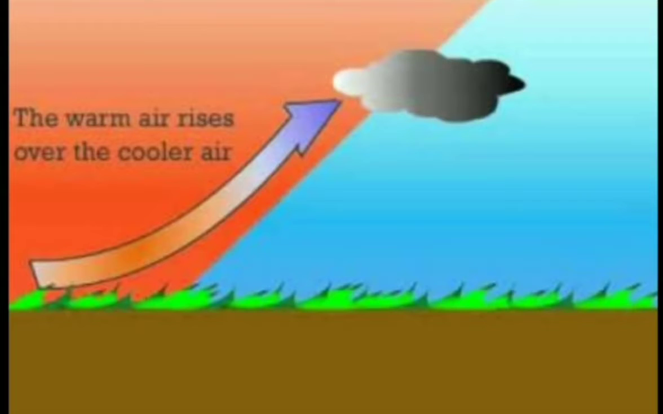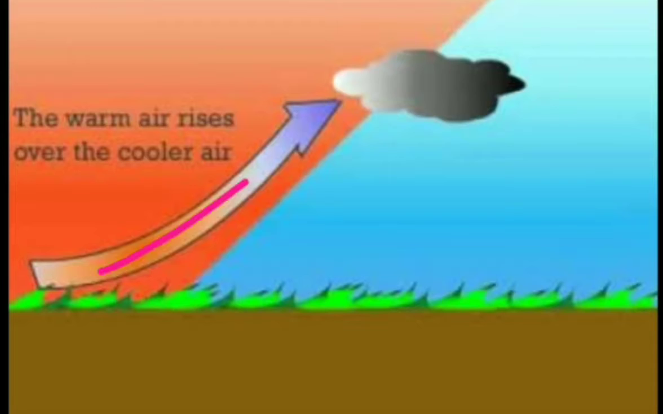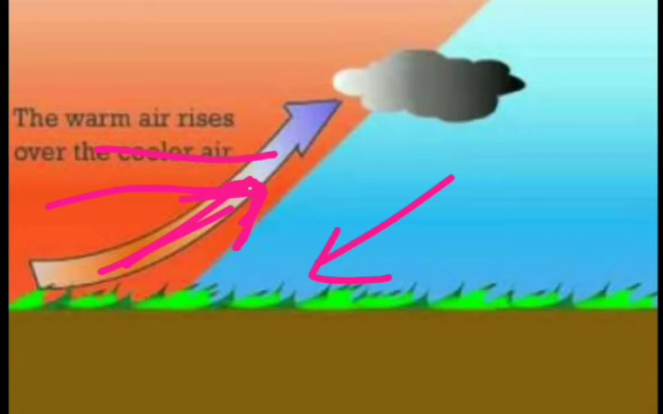In the frontal rainfall, you can see this red color, that's the warm air. This is showing you the warm, this is hot, and the other blue color is showing you the cold. So we know that the warm air is much lighter in weight and the cold air is much heavier, and that's the reason the warm air rises over the cooler air.